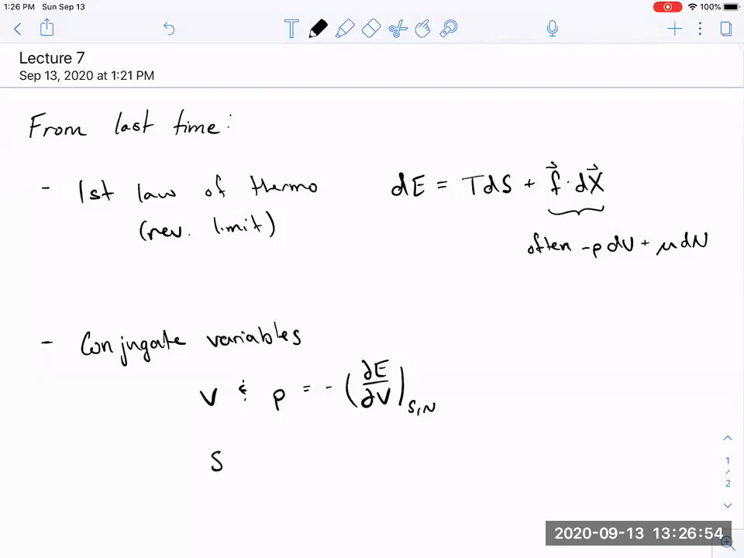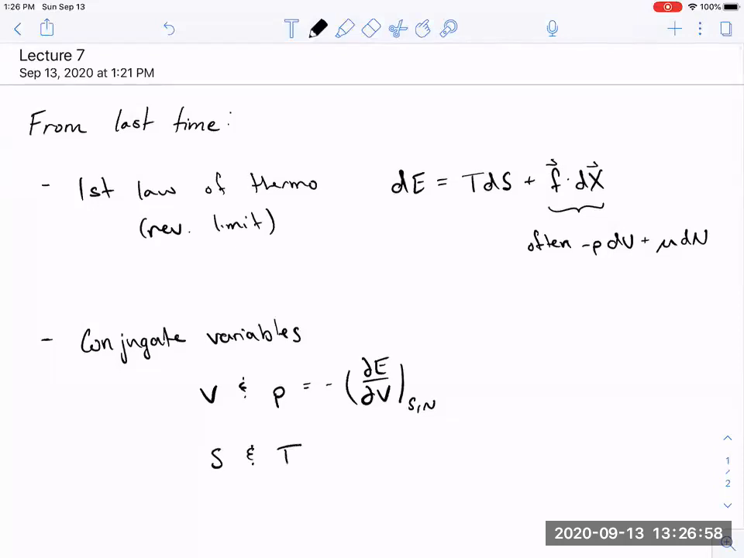Analogously, the entropy and the temperature would be conjugate variables, where we know that we have defined the temperature as how the energy changes with entropy at fixed V and N, or whatever set of mechanical variables we're considering. What would be a third set of conjugate variables given this reversible form of the first law? That's right, we could choose the other extensive quantity, the particle number. It is conjugate to an intensive quantity, the chemical potential, which is defined as how the energy changes with particle number at fixed entropy and volume.